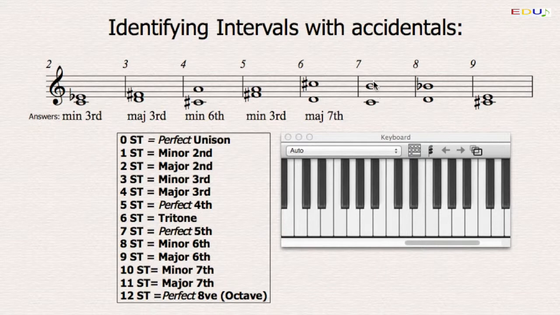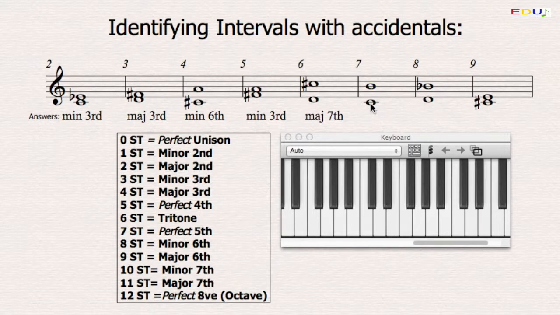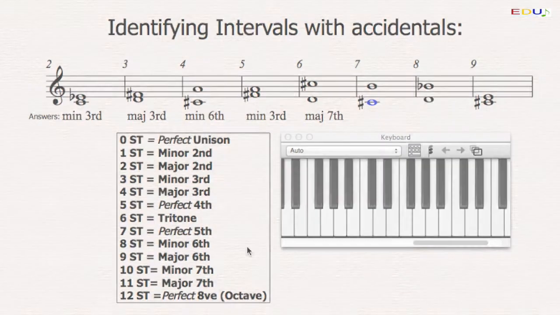Now let's turn this interval into a minor seventh. Which options do we have? We can either lower the B to a B flat and major turns into minor. To make this interval smaller, we can also raise the C. C sharp to B is smaller than C to B. C to B is a major seventh. C sharp to B, hence, is a minor seventh.